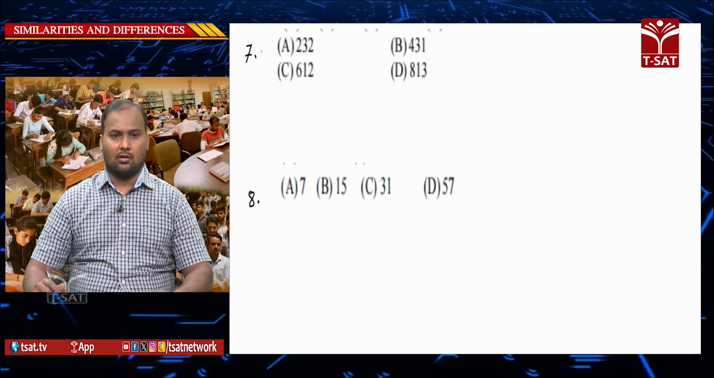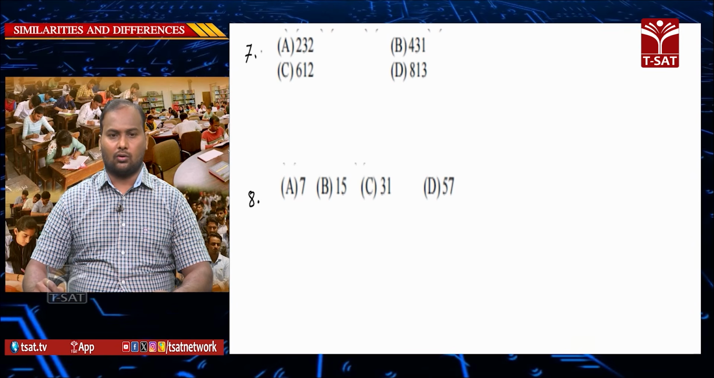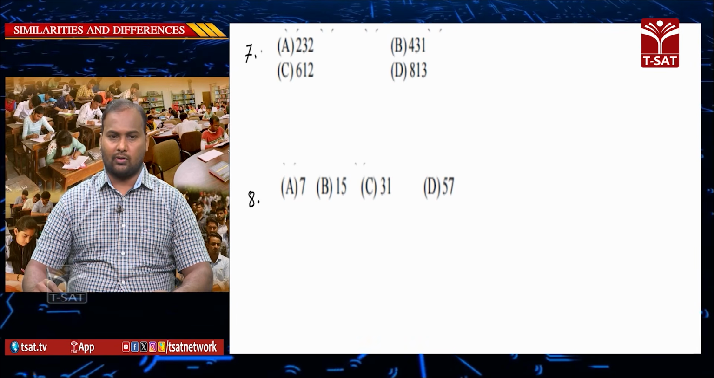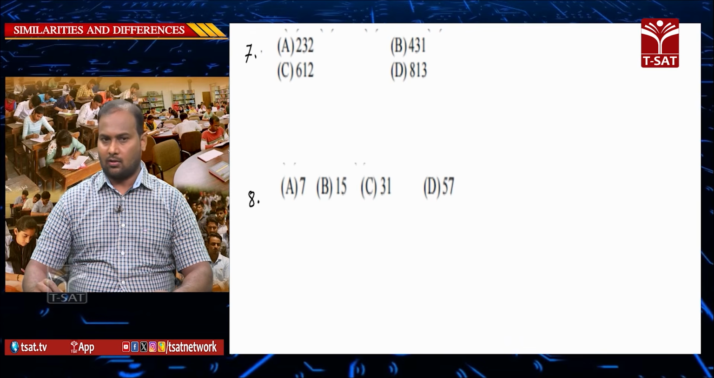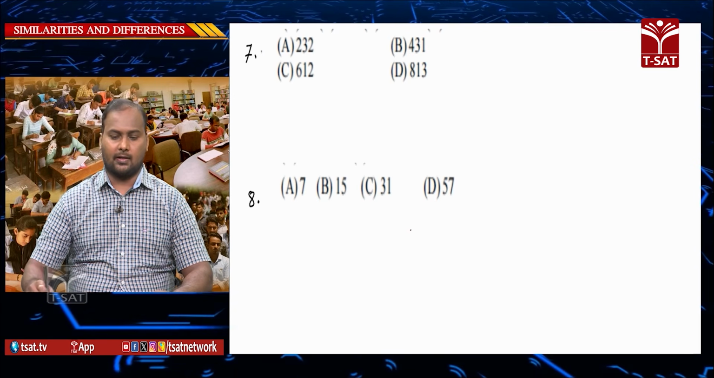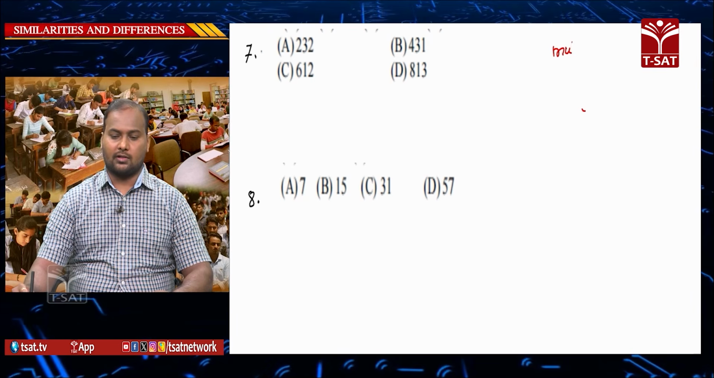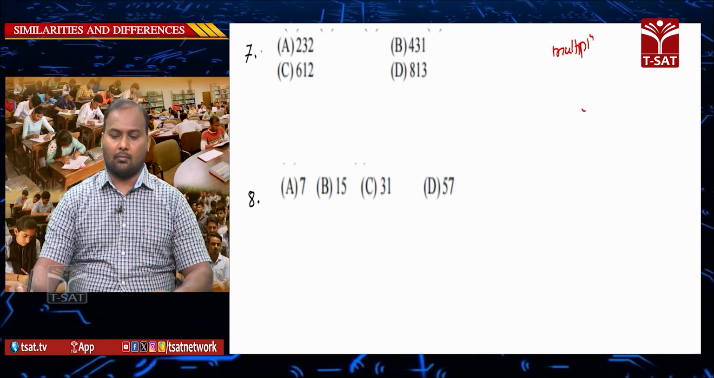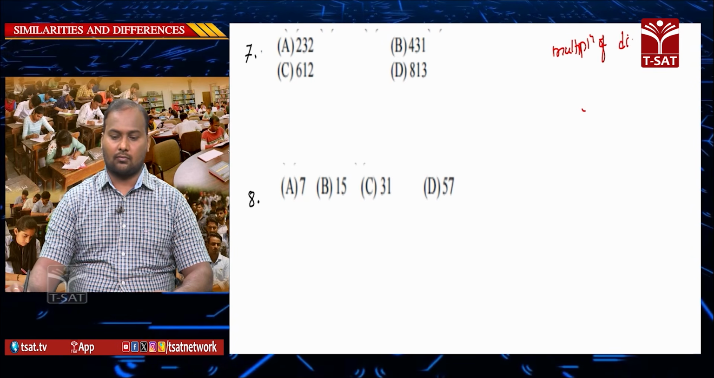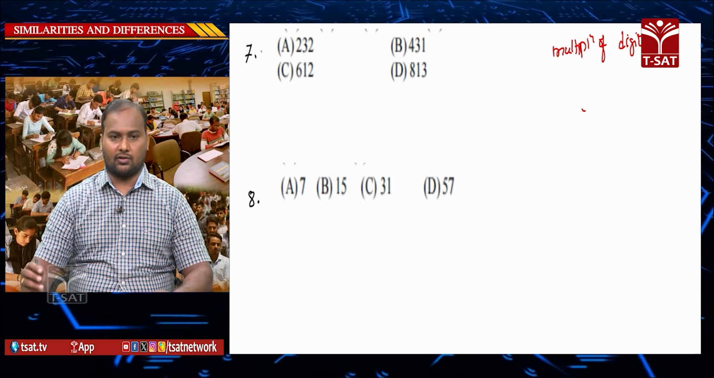Seventh question. In this question, 232, 431, 612, 813. Is there any common logic here? Yes, the common logic here is multiplication of digits. The logic is very simple. The logic is based on multiplication of digits.